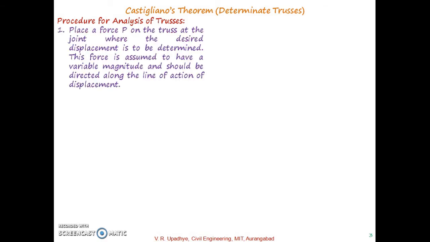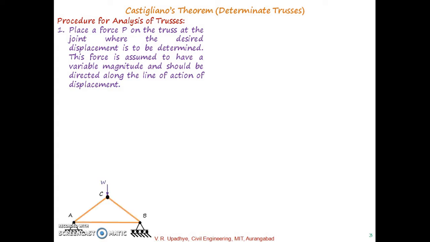Place a force P on the truss at the joint where the desired displacement is to be determined. This force is assumed to have a variable magnitude and should be directed along the line of action of the displacement. So we will be applying force P at the particular joint at which we are interested in finding the deflection. If it is horizontal, we will apply force P in the horizontal direction. If it is vertical deflection to be calculated, then we will apply a vertical force P at that particular joint.